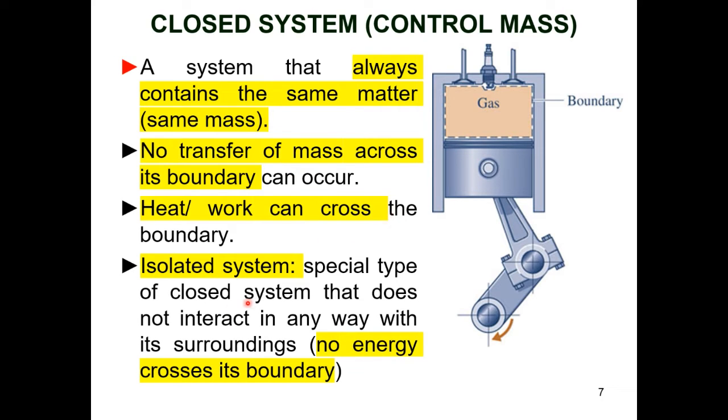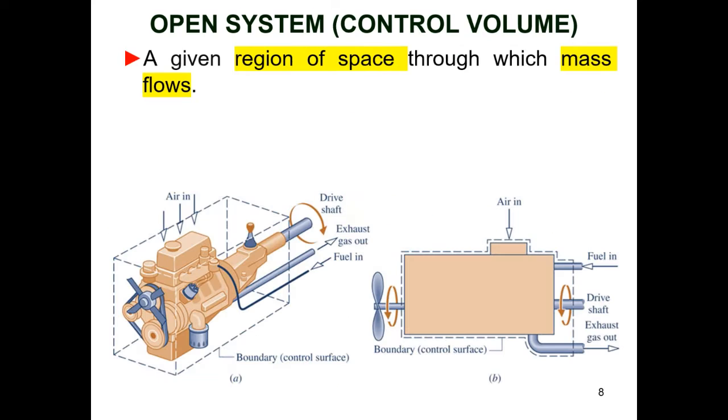Here we also have an isolated system. An isolated system is a special type of closed system that does not interact in any way with the surrounding. So no energy crosses its boundary. No heat or work crosses either. It's totally isolated from the surrounding, with no energy transfer.